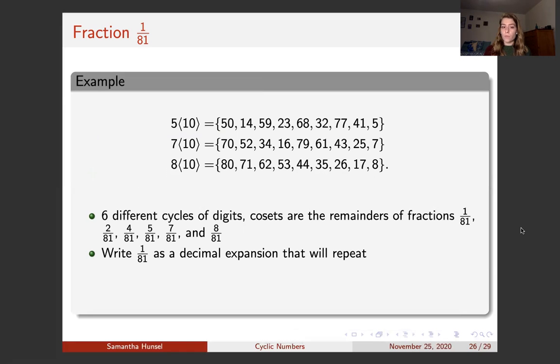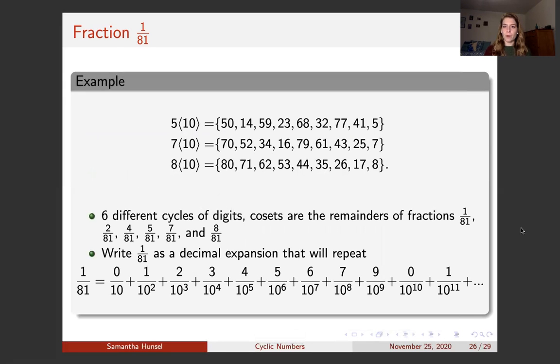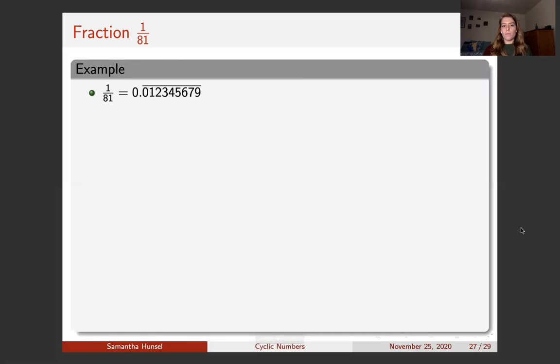We can then write the 1 over 81 as a decimal expansion that will repeat. Remember, it does have permutation length 9, and so we see that there, 0, 1, 2, 3, 4, 5, 6, 7, and 9 are the ones that will repeat. And we draw our bar over it. And so then our cyclic number is 0, 1, 2, 3, 4, 5, 6, 7, 9. And that's the reason I chose this fraction specifically.